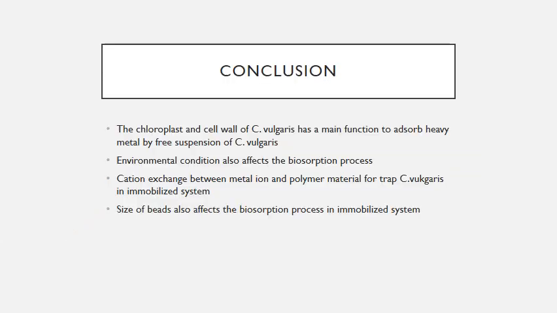As the conclusion, we can see that the chloroplast and the cell wall of Chlorella vulgaris have the main function to absorb heavy metal in free suspension of Chlorella vulgaris. Environmental conditions also affect the biosorption process. The cation exchange between metal ion and polymer material for the Chlorella vulgaris in the immobilized system is also an important factor. And also, the size of beads affects the absorption process in the immobilized system.